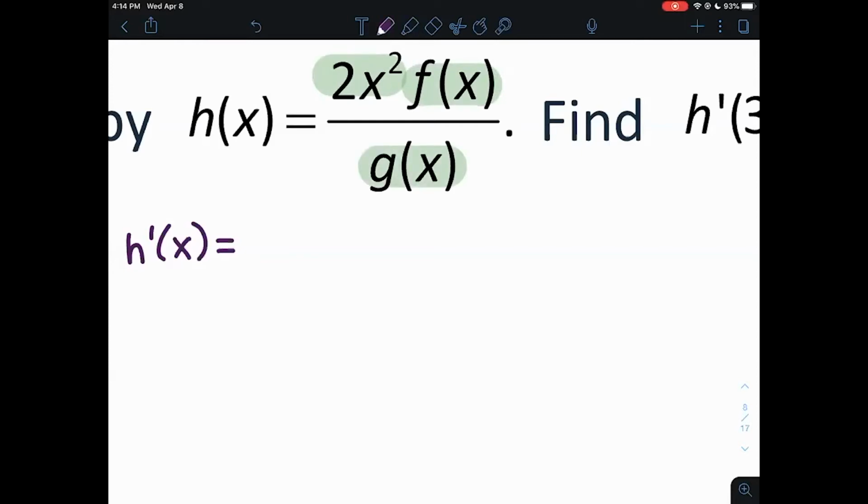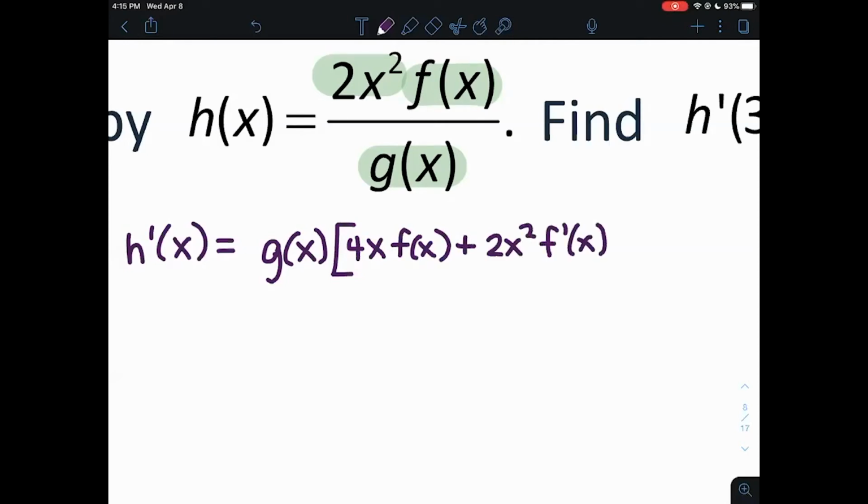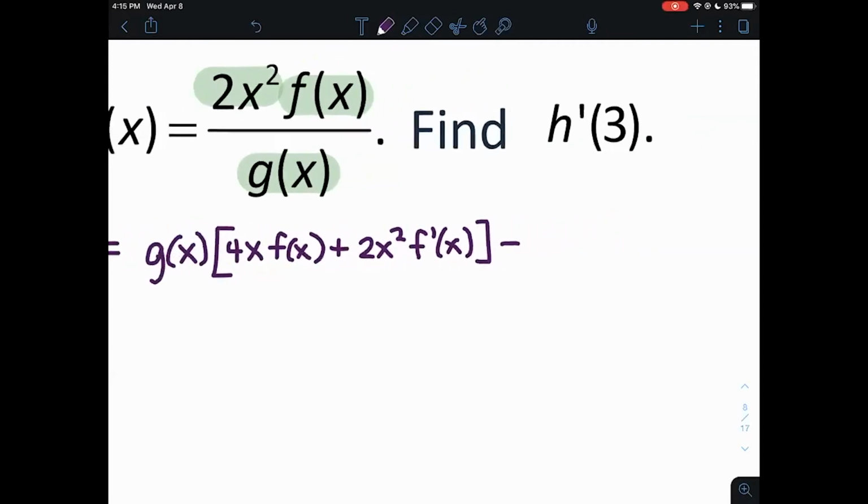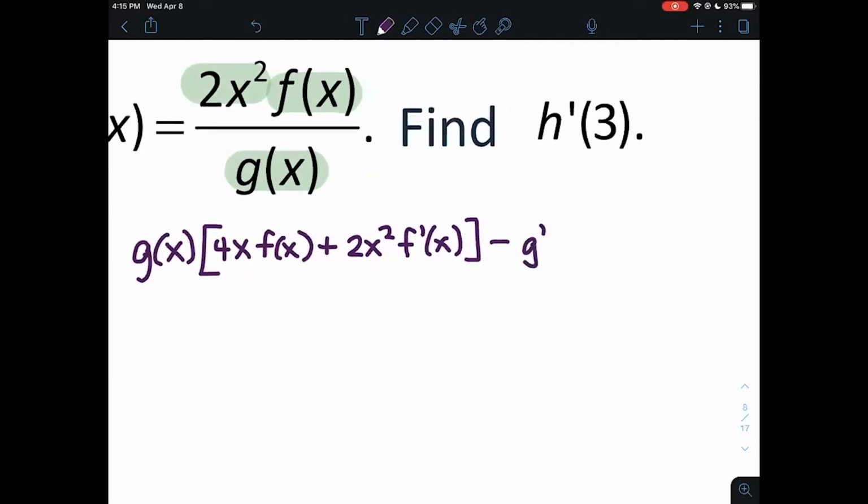So derivative of a quotient: derivative of the numerator times the denominator. So I'm going to do my denominator here, g of x, times the derivative of the numerator. Derivative of the numerator requires a product rule. So 4x times f of x plus 2x squared times f prime of x, minus derivative of the denominator times the numerator.